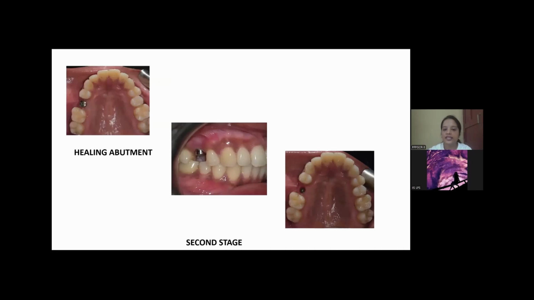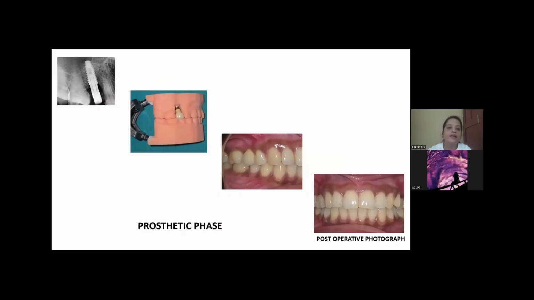So this is the second stage surgery we have done. The healing abutment was placed and prosthetic phase was also done. The patient was given a metal ceramic screw retained prosthesis in this situation.